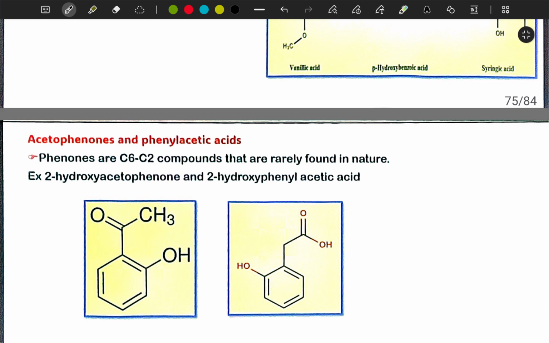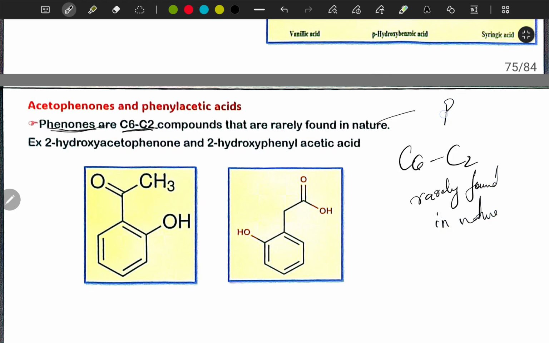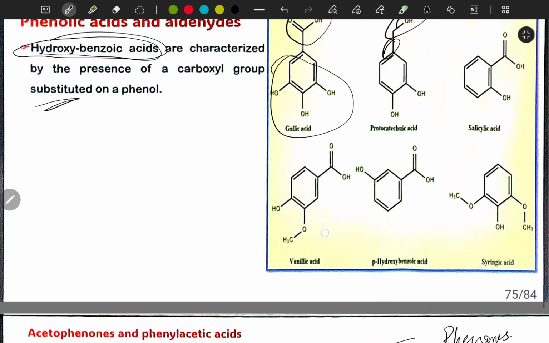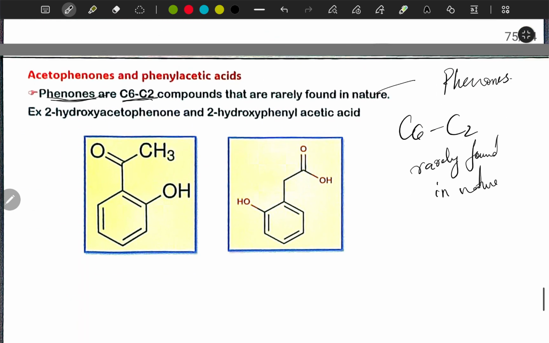Acetophenones and phenylacetic acid. So phenones are C6C2 compounds that are rarely found in nature. These are phenones. This was hydroxybenzoic acid. So this is phenol and acetic acid, carboxyl group, I think. Isn't it?